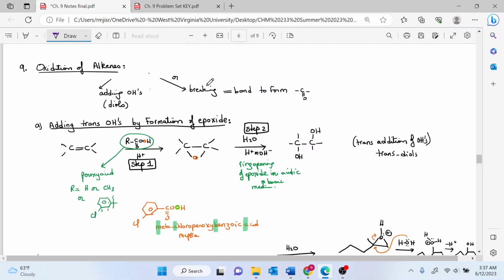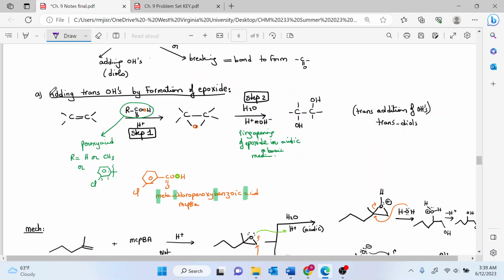Oxidation of the alkene happens by two methods. Either I can add two OHs to the carbons of the alkene. In this case, I will be forming either cis diols or trans diols. Or I can break the double bond of the alkene and make carbonyls in there. And the carbonyls can be either an aldehyde, ketone, or a carboxylic acid, depending on the strength of the oxidizing agent. Adding OHs can either be trans or cis.